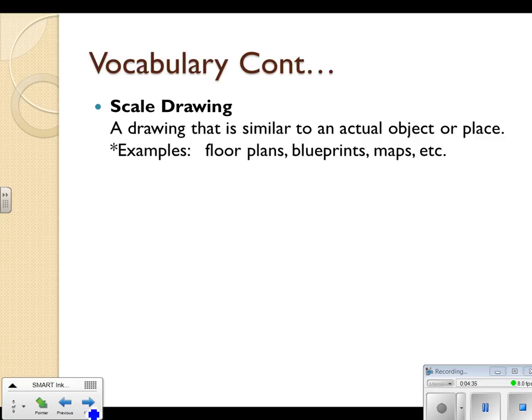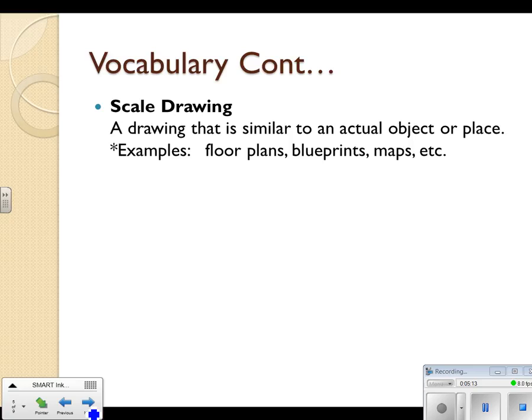A scale drawing is a drawing that is similar to an actual object or place. Some examples would be floor plans when people are building, like when architects are building structures with blueprints and maps. Maps we see in the car, and we look at a map, or if you look on some kind of electronic device like an iPhone and you pull up a map, you see that it's kind of a condensed small image of what we actually drive, the roads, whatever it might be.